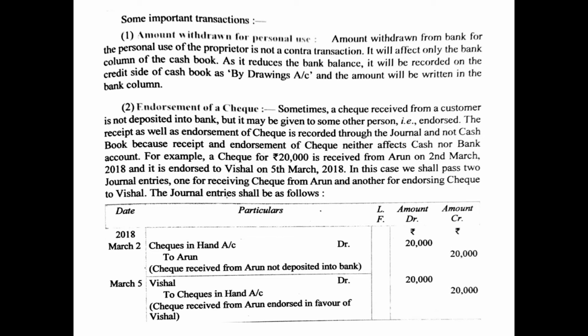In this case, we shall pass two journal entries, one for receiving the check from Arun. As you can see, the entry is checks in hand account debited, because we are not depositing the check on the same day, to Arun. And another for endorsing the check to Vishal. The entry will be Vishal debited 20,000 to checks in hand account 20,000. The journal entry shall be as follows, as we have discussed. Nowhere the cash is being affected or the bank is being affected, so this entry altogether will not be recorded in cash book at all.